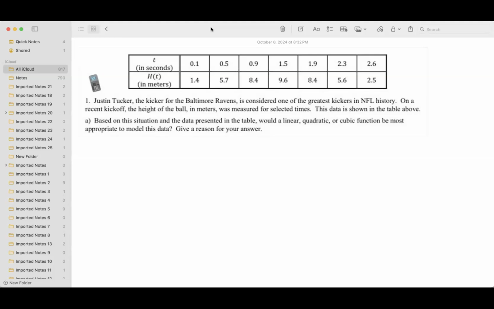So go ahead, guys. Justin Tucker, the kicker. See, here it's going to be regression, meaning different verbal problems will be given. You'll have to identify and use functions and find out answers based on the context of the function given. Justin Tucker, the kicker for the Baltimore Ravens, is considered one of the greatest kickers. On the recent kickoff, the height of the ball in meters was measured for selected times. Do you see the time and the height of the ball? Based on the situation and the data presented in the table, would it be a linear, quadratic, or cubic function?